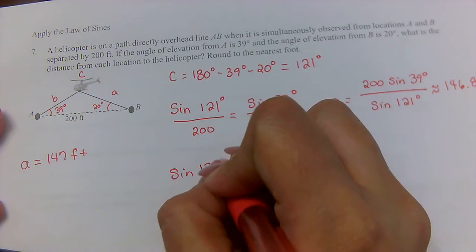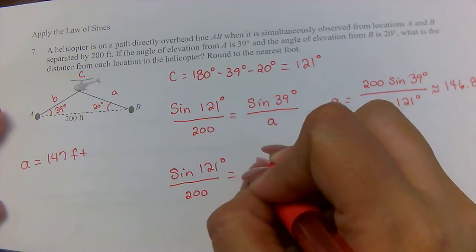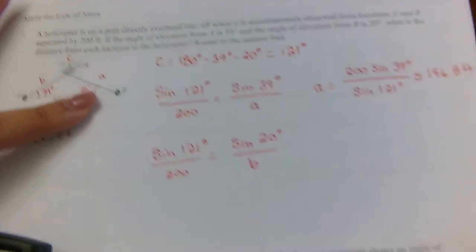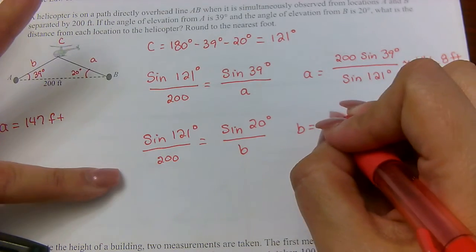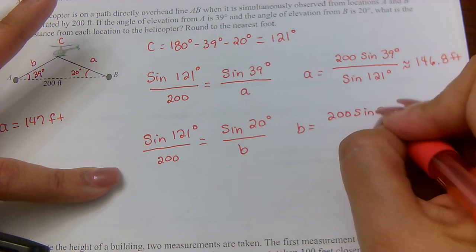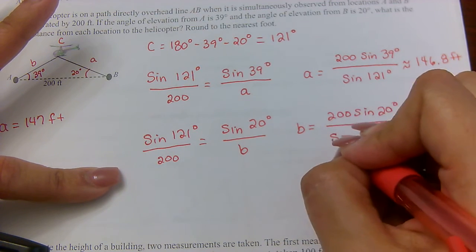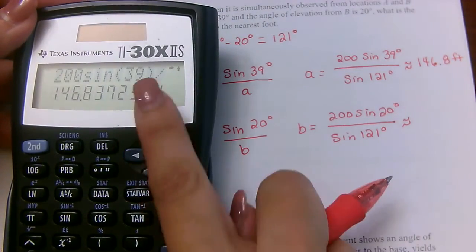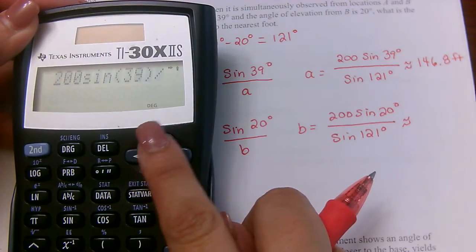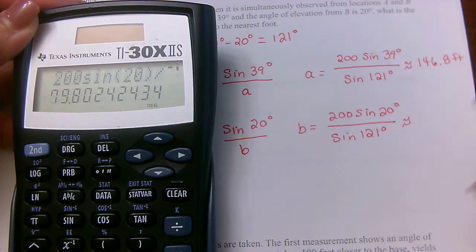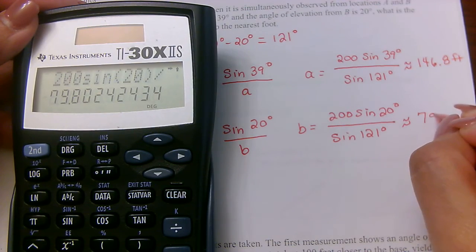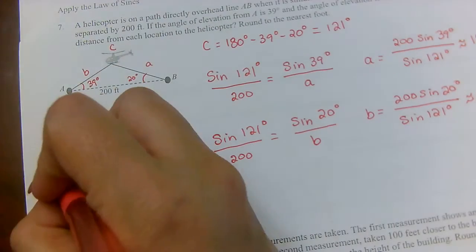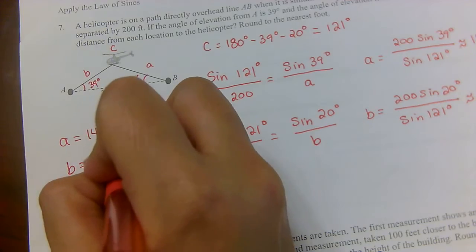Sine of 121 over 200 is equal to sine of 20 degrees divided by B. Okay. Bat and ball, B is equal to 200 sine of 20 divided by sine of 121. All I'm going to do is change out the 39 to be 20 degrees. And I get B is approximately 79.8 feet. Again, since we're rounding to the nearest foot, we would say B is equal to 80 feet.